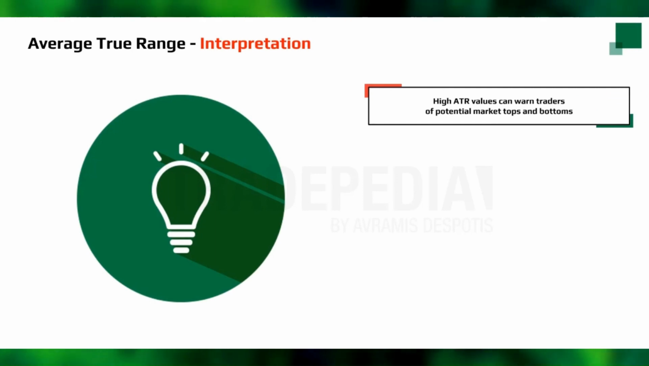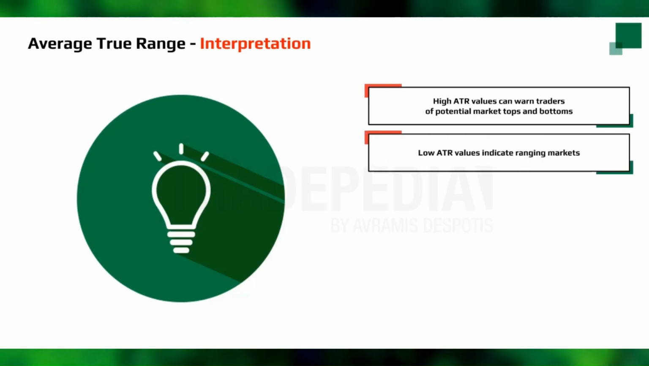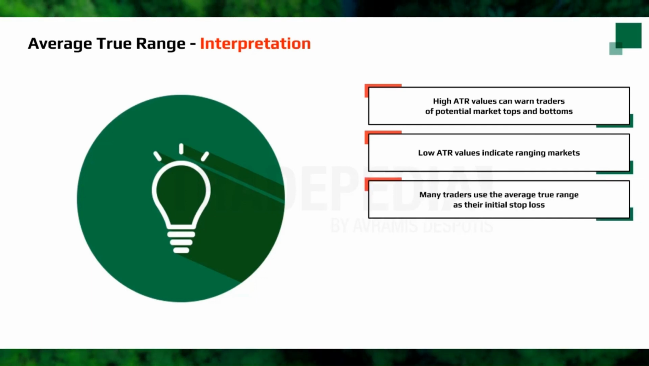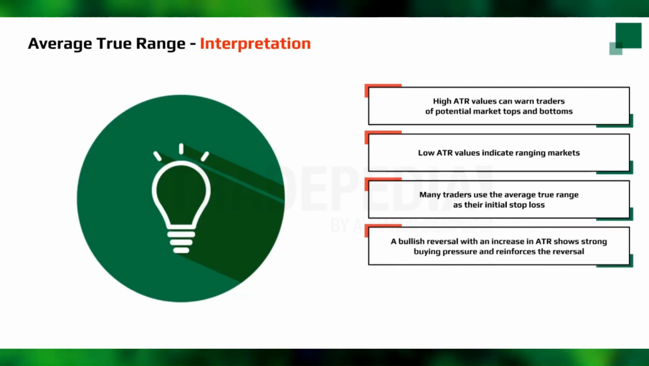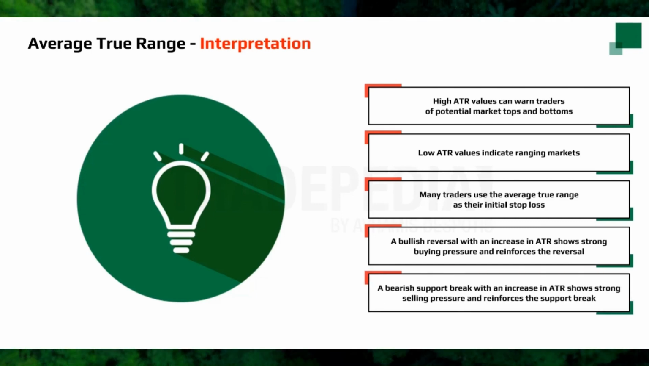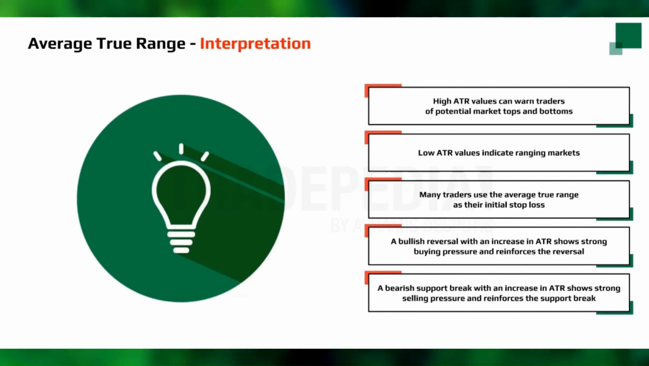High average true range values can warn traders of potential market tops and bottoms. Low average true range values can also indicate ranging markets. Many traders use the average true range as their initial stop loss. A bullish reversal with an increase in ATR shows strong buying pressure and reinforces the reversal. A bearish support break with an increase in ATR shows strong selling pressure and reinforces the support break.